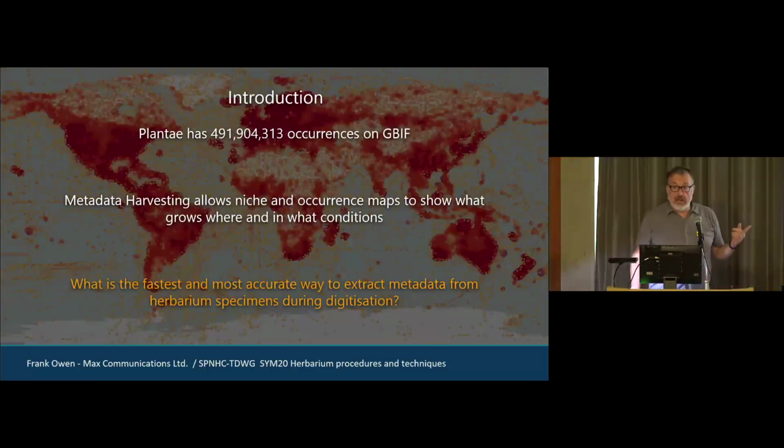So these are the drivers, obviously, for it. We're doing Kew at the moment. They've got 7.5 million specimens or 8.5 million images, I think. But there are 491, last time I looked, 491 million occurrences on GBIF, which in the herbarium all need digitising, I presume. And we need that, making these occurrence maps, you can see what grows where, when. These are the big drivers. So the key question is, what's the fastest and most accurate way to extract metadata from herbarium specimens?